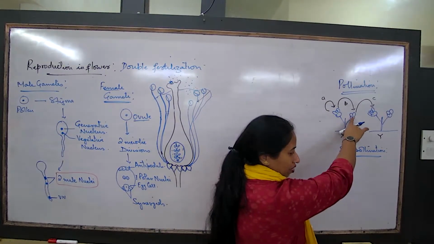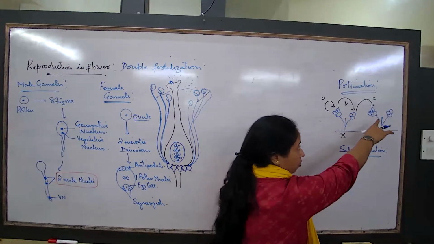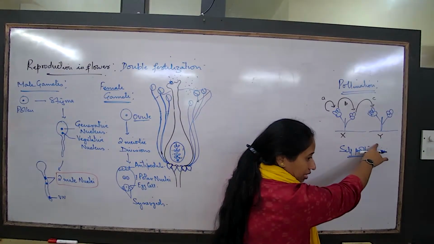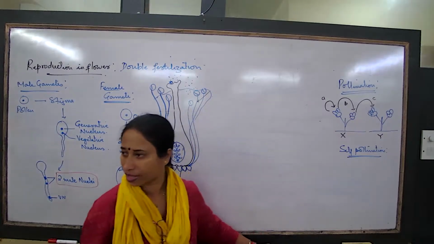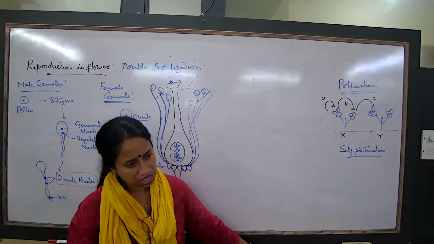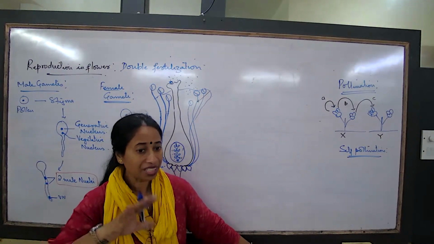Transfer of the pollen grains from the anther of one flower to the stigma of another flower between two plants. When the process is happening between two plants, it is cross-pollination. Same plant is self. Never mind, it is between 2-3 plants.